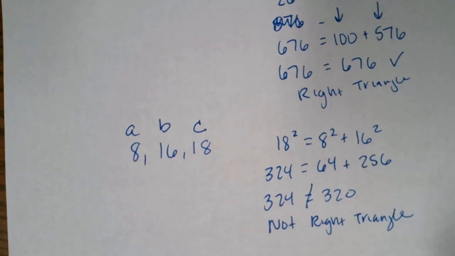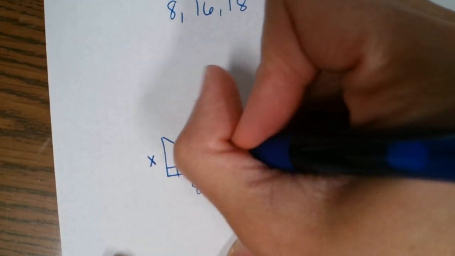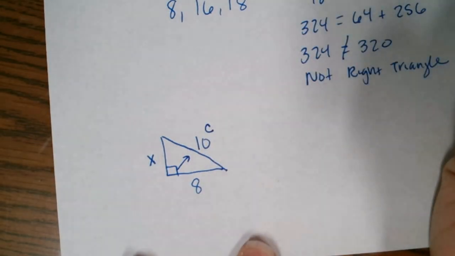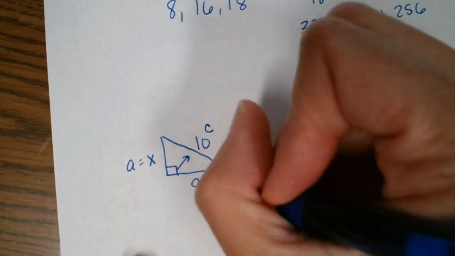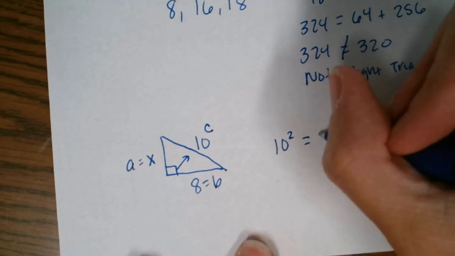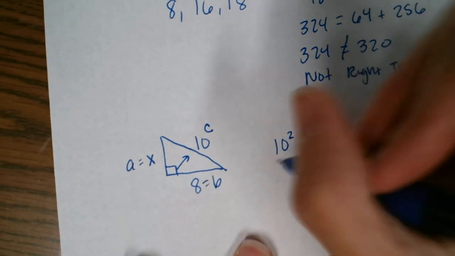Okay, the other thing we use the Pythagorean Theorem for is to decide what the missing length is. So let's say we have this triangle here, and we know that this side is 8, we don't know this side, and we know that this side is 10. Well, we know that across from the right angle is supposed to be our C. Our X could be where A is, and our 8 can be our B. So we're going to set this up. 10 squared equals X squared plus 8 squared.